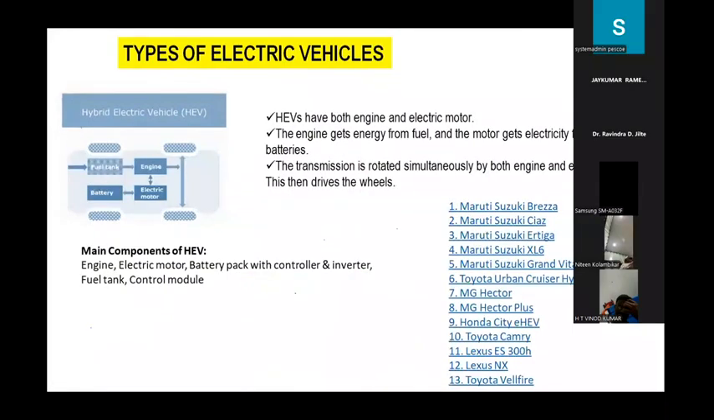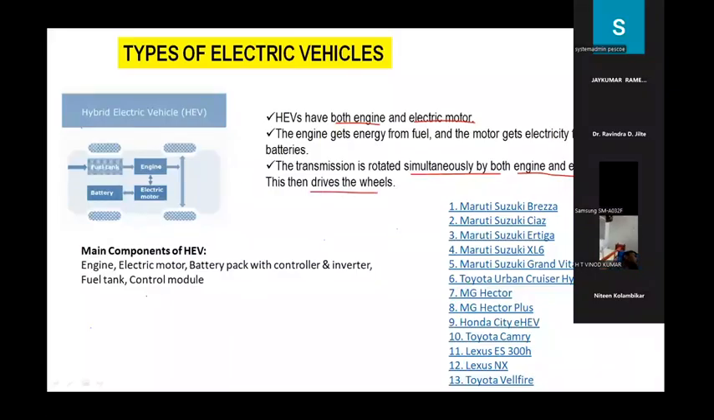Then in the automobile market we have hybrid electric vehicles, where in the car we find the engine is there and the electric motor is also there. The engine gets energy from the fuel and the motor gets electricity from the batteries. The transmission is rotated simultaneously by both engine and electric motor. This then drives the wheel.